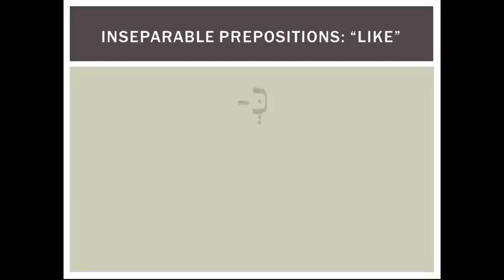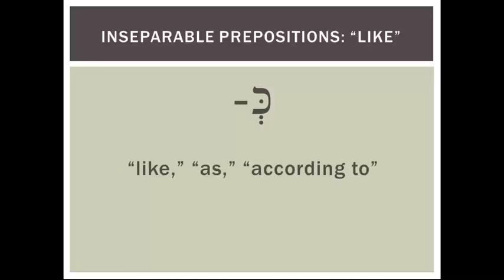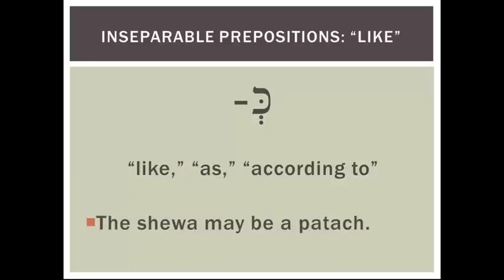Okay, and then kaph can mean like or as. These are the three big inseparable prepositions. Bait meaning in, lamed meaning to, and kaph meaning like or as. Those three are very common and so very helpful to learn right up on the front. Again, it doesn't have to be a shva, it could be a patach. So those are the three big inseparable prepositions: bait meaning in, lamed meaning to, kaph meaning like or as.